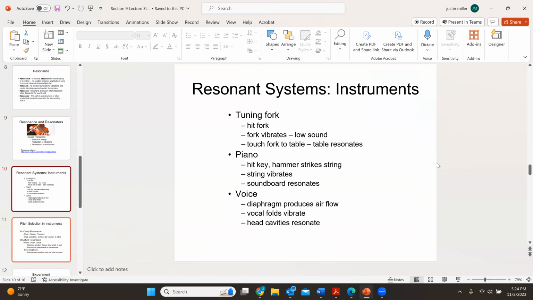So resonant systems, in terms of instruments: we have tuning forks. Hit the tuning fork, it vibrates. But if you were to touch the tuning fork to, say, a cardboard box or a table, it would appear to be louder, because the tuning fork's vibration would be picked up by whatever it's in contact with. And when it's in contact with it, it begins to vibrate too, again activating more air molecules, intensifying the loudness of the sound.